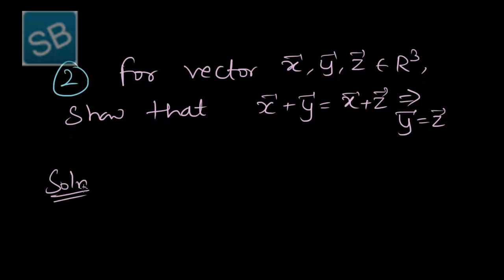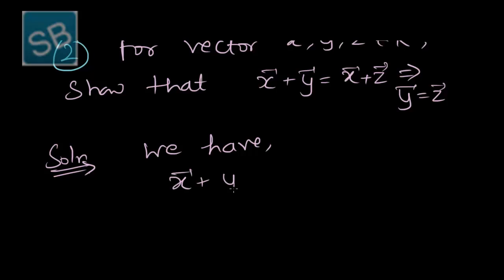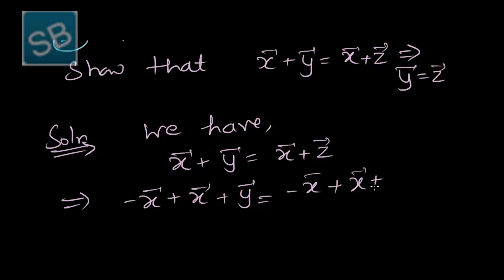Now the solution is, as we have vector x plus vector y is equal to vector x plus vector z. As x, y, z belong to R cube, then minus x, minus y, minus z also exist. So adding minus x on both sides, plus vector x plus z.